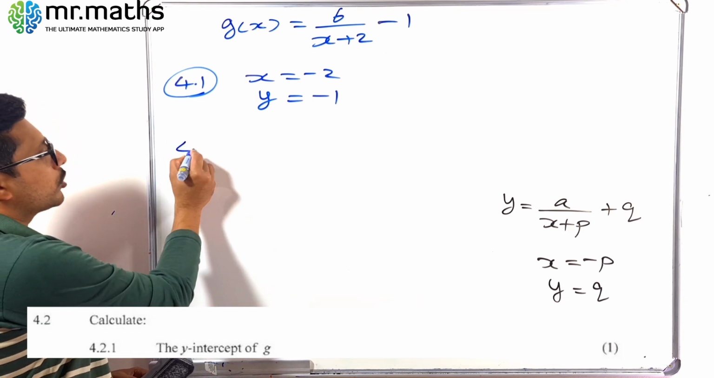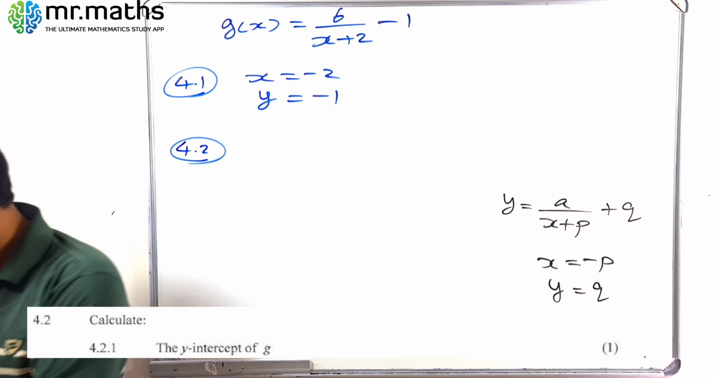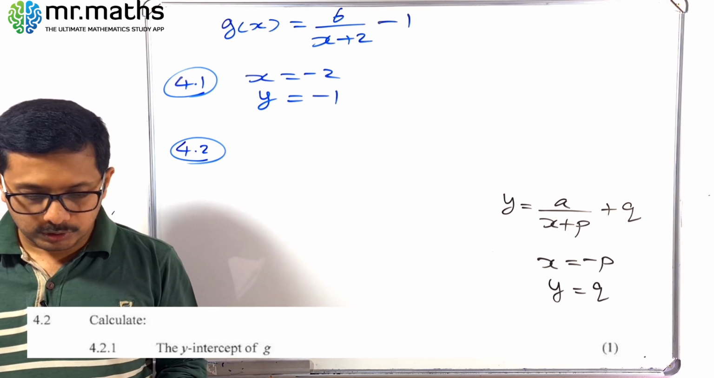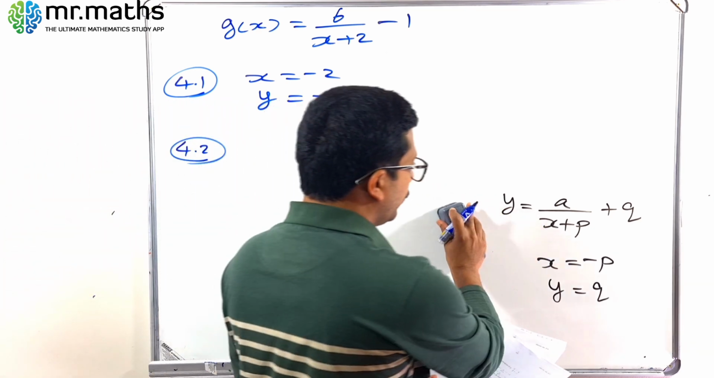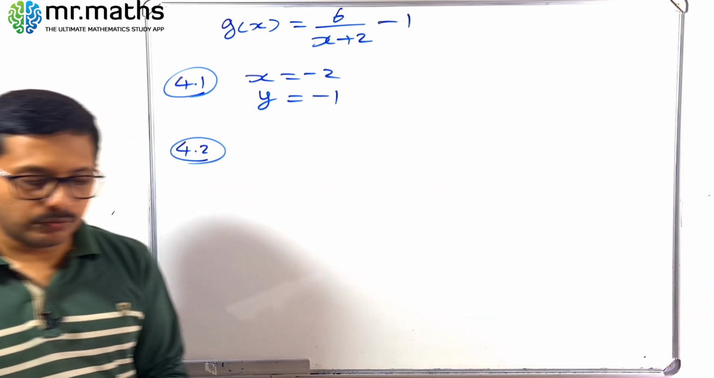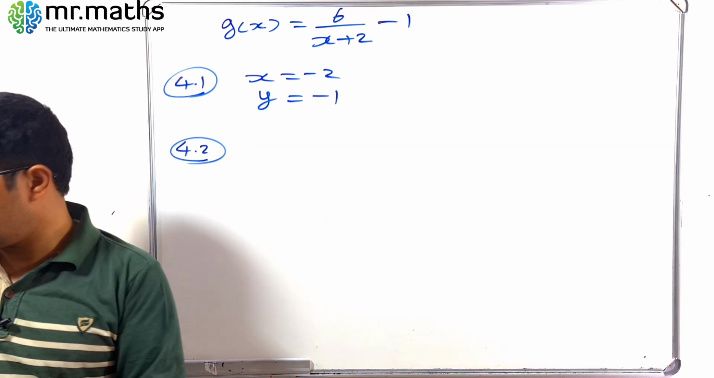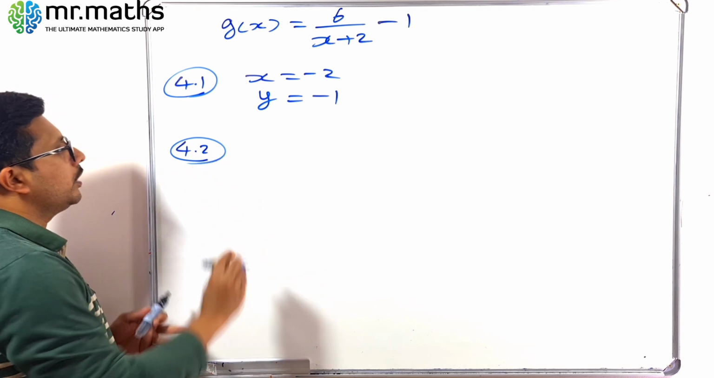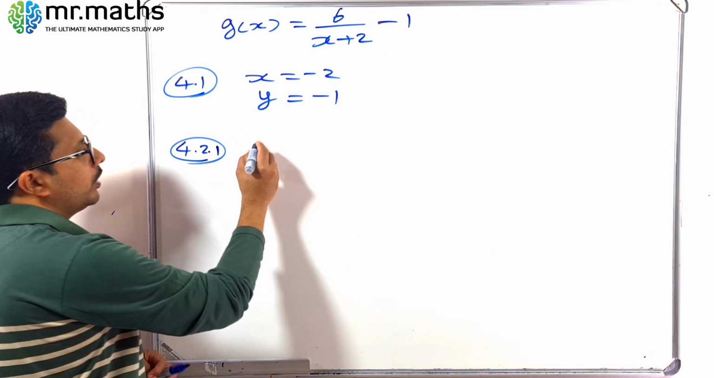Now let's move to question number 4.2. Calculate the y-intercept of g, and 4.2.2, the x-intercept of g. So you have to find the y-intercept and x-intercept of g of x. First, 4.2.1, the y-intercept.